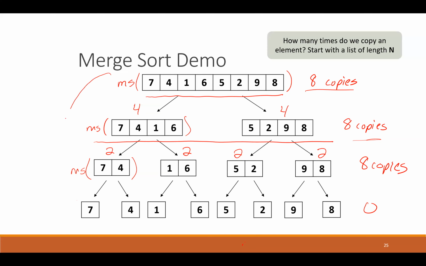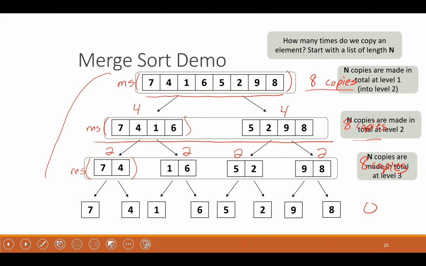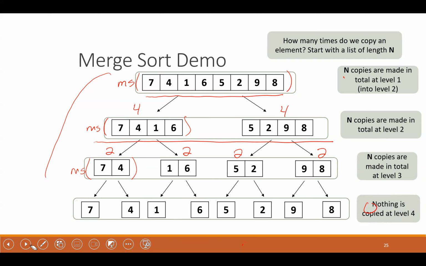In some sense, it's order n times the depth of the recursion tree, which we will get to shortly. But if you divide everything in half each time, in fact, if you divide by any constant each time, then the depth of the recursion tree is going to be log of whatever you're dividing by. Okay. So yeah, n copies at level 1, n copies at level 2, n copies at level 3. No copies are made here, but that's fine.